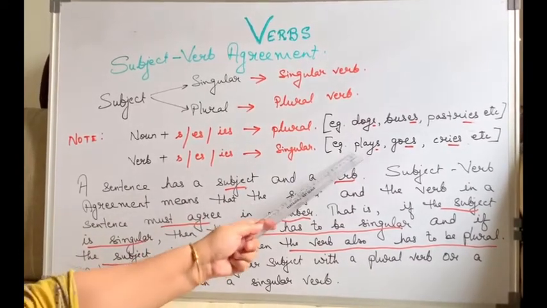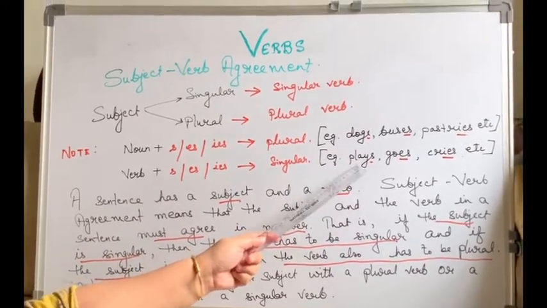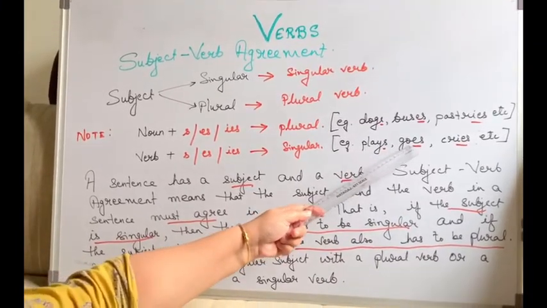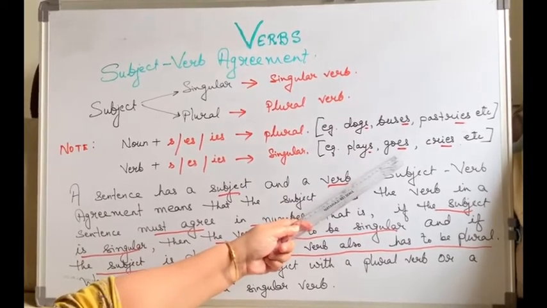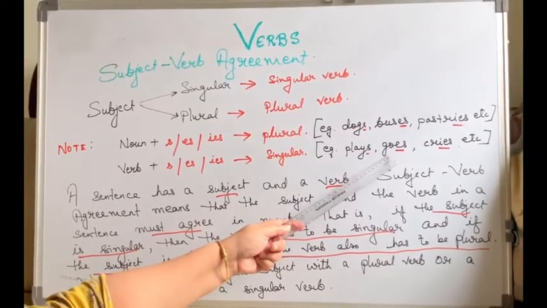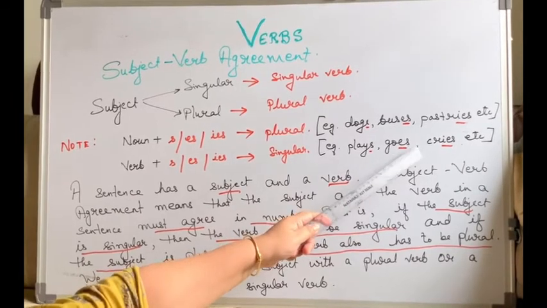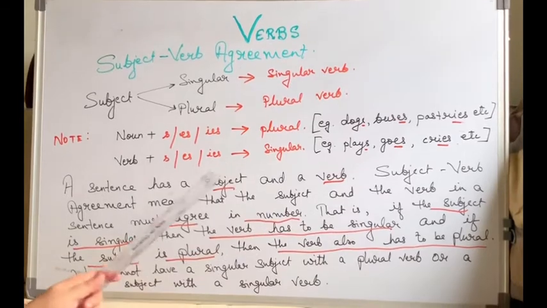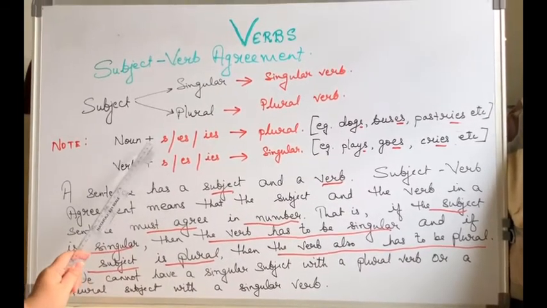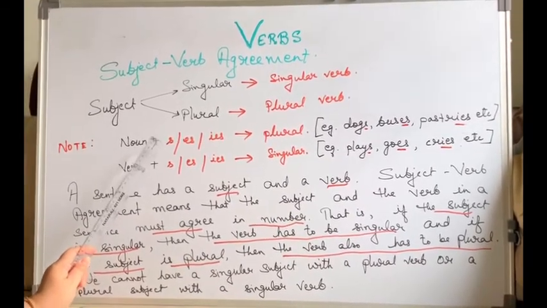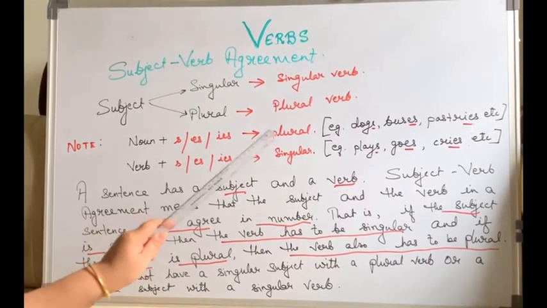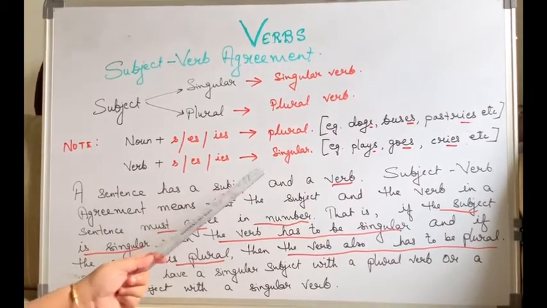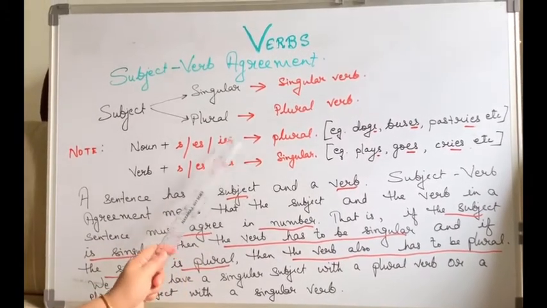Here, see, when we add s to the verb play, it becomes plays, and that is a singular verb. Similarly, we add es to go and it becomes goes, and goes is again a singular verb. Again, when we add ies to cry, it becomes cries, and cries is a singular verb. So you just have to remember that with nouns, when we add s, es and ies, it becomes plural, and with verbs, when we add s, es and ies, it becomes singular. It is just the opposite way.